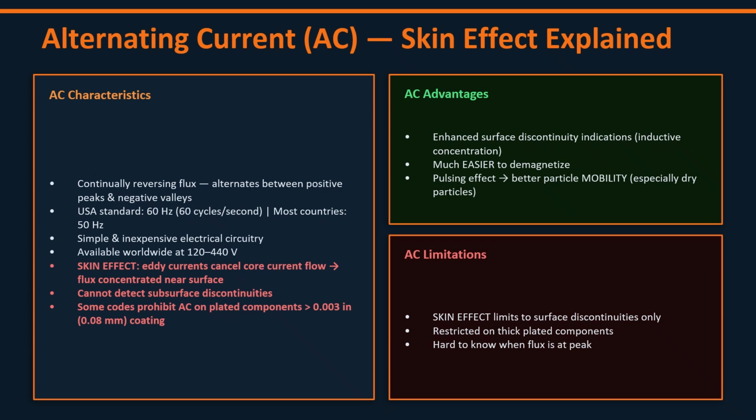The same alternating behavior provides a useful particle mobility effect. Particles are continually influenced by the changing field, helping them migrate toward leakage sites. This can be especially helpful when inspecting a clean surface with suitable particles. AC also has a practical demagnetization advantage. Because the magnetic field reverses direction, a controlled reduction in AC can progressively reduce the net magnetization.